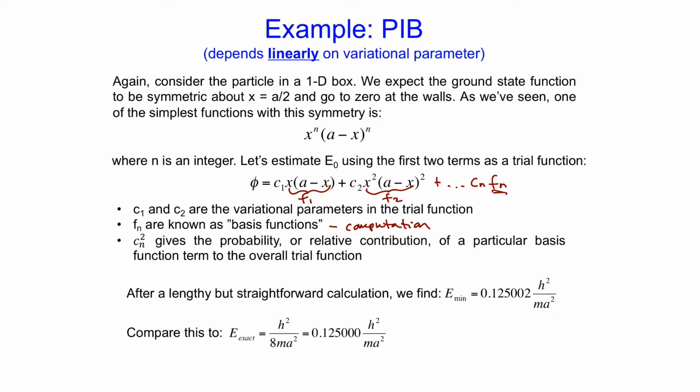As you can see, the more terms you add, the more complicated your calculation gets. Okay, but if you do that calculation with just adding that second term to what we did before, you get a value for your energy of 0.125002 times h squared over ma squared. Okay, and that's in comparison to our 0.125 exact energy for a particle in a box.